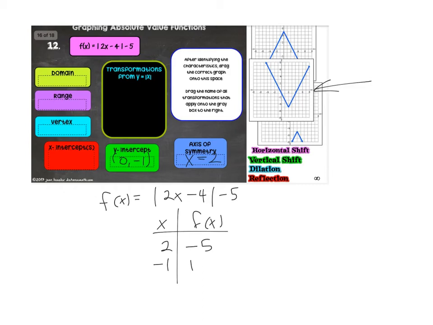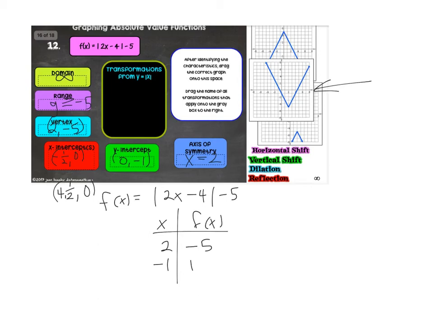The x-intercepts, these ones look like, let's see, -1/2, 0. The other one looks like 4.5, comma 0. The vertex is at 2, -5. The range on this is y is greater than or equal to -5. The domain is infinite. And now let's look at the transformations.